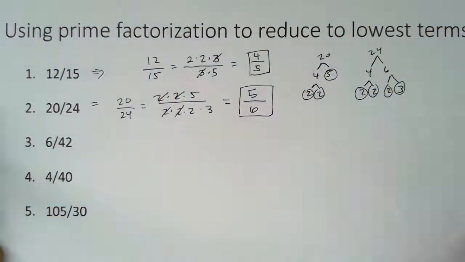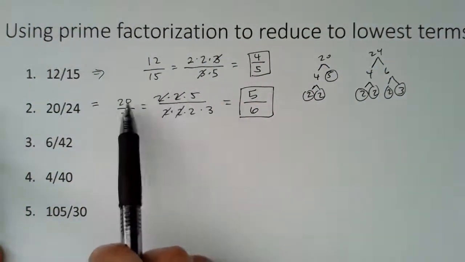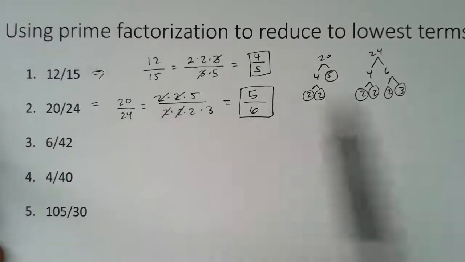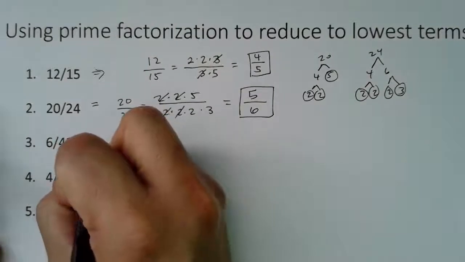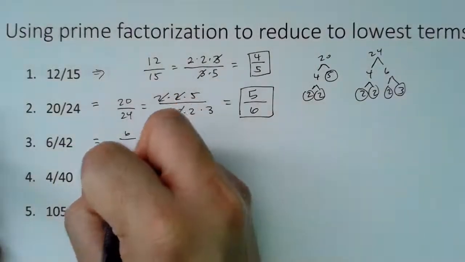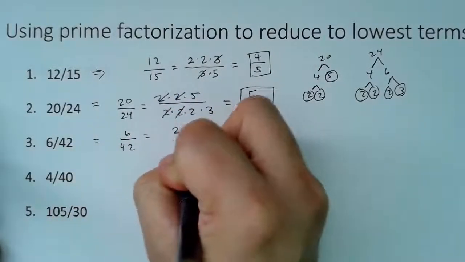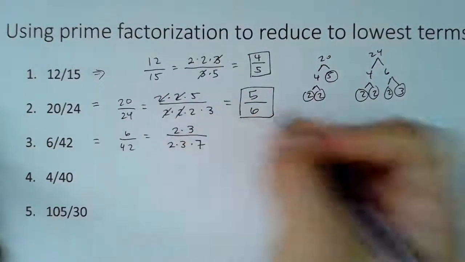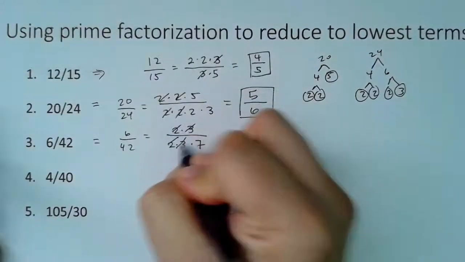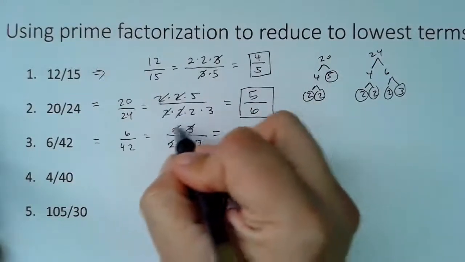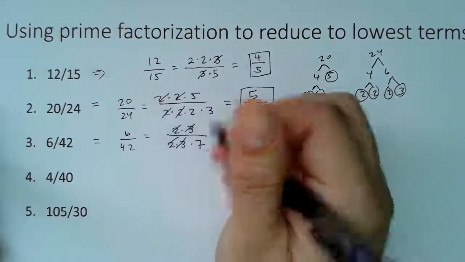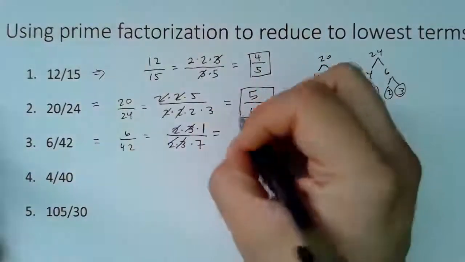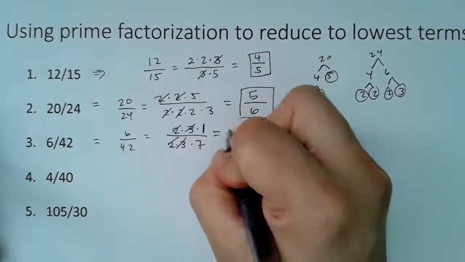Note that it's the same thing if you had taken 20 divided by 4 and gotten 5, and 24 divided by 4 and gotten 6. Okay? So 6 over 42, that's 2 times 3 on the top, 2 times 3 times 7. So these cancel, but if everything cancels out from either the numerator or the denominator, what's left over is that invisible 1. So this is the same as saying 1 over 7.